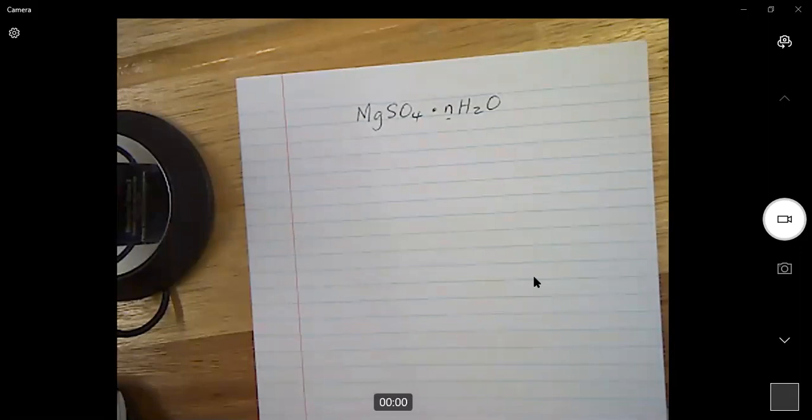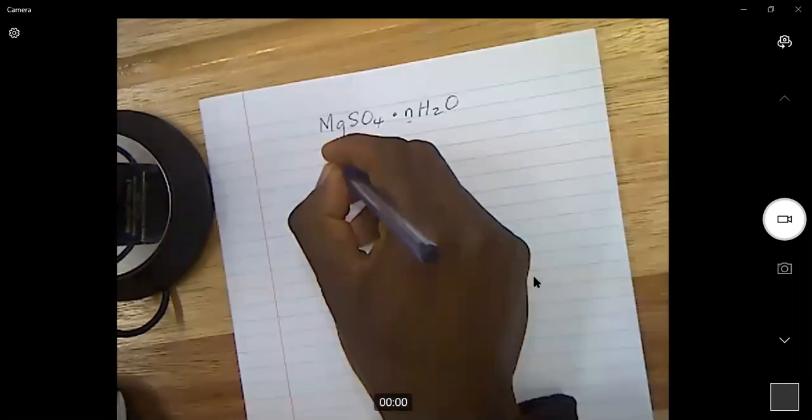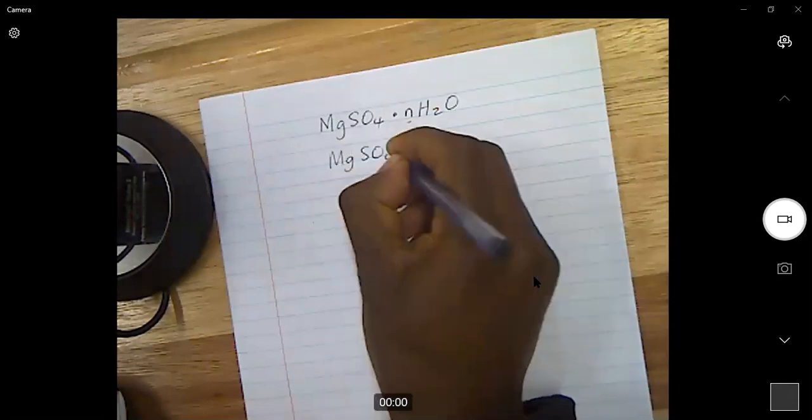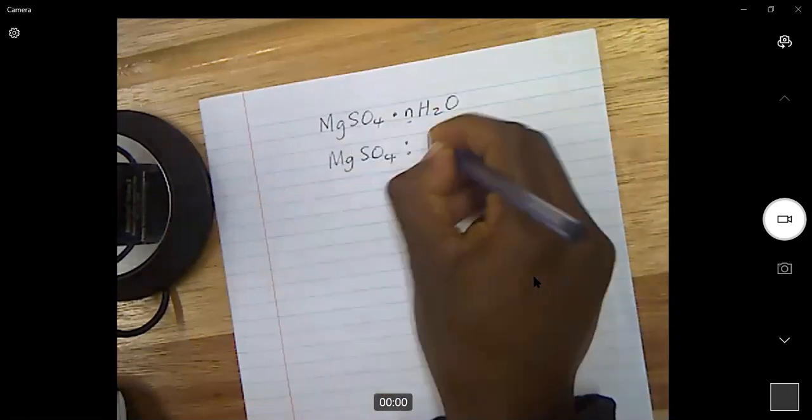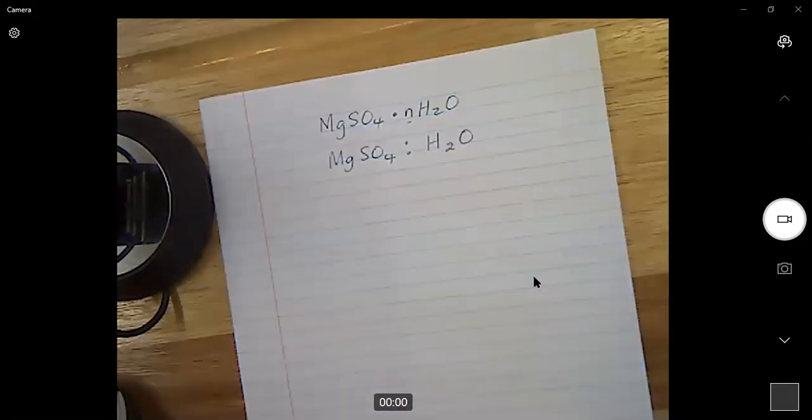Okay, let's do the correction. So where do you start? You start here. You start by the ratio. MgSO4 is to water, H2O. You do it as a ratio, just like what you did when you were doing empirical formula. Is that clear? Right. Now let's check our question.